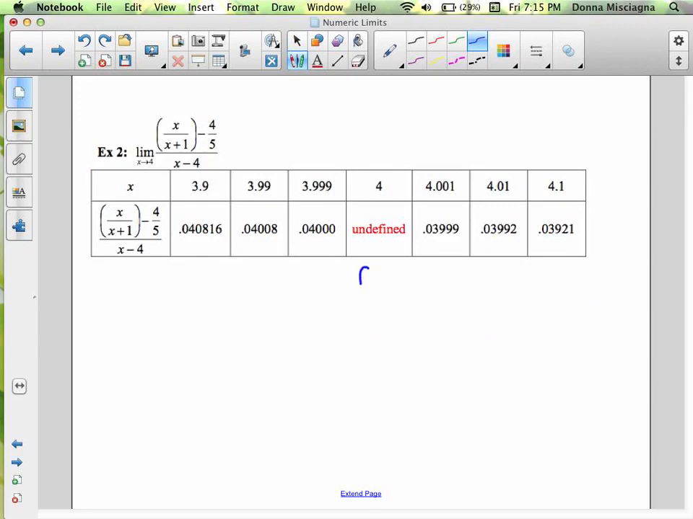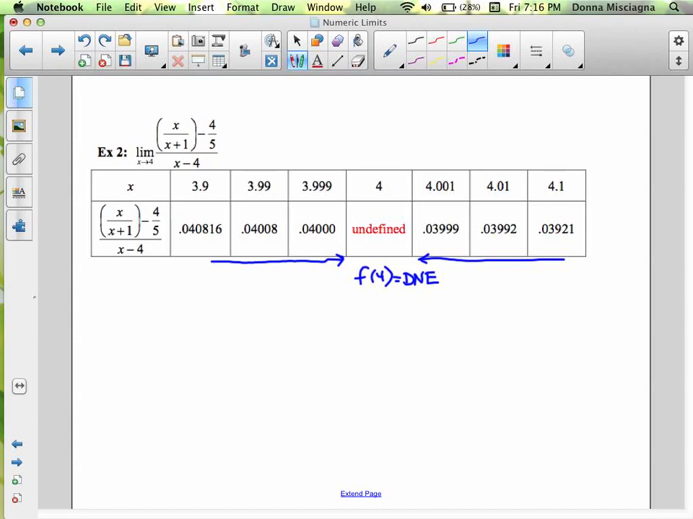So f of 4 does not exist, but does the limit exist? Let's look from the left-hand side. We're looking at values of our function for values of x that are a little less than 4, and we're looking at the values of our function for x values that are a little bit more than 4. Are we coming from the left-hand side and the right-hand side? Are we approaching the same value? Well, it looks like we're approaching the same value from the left-hand side and the right-hand side.